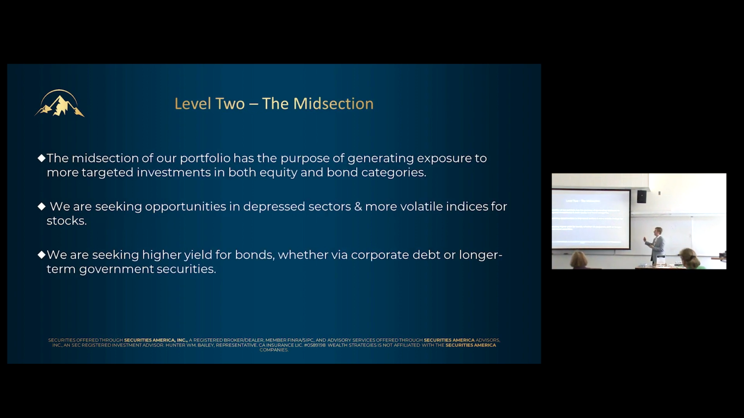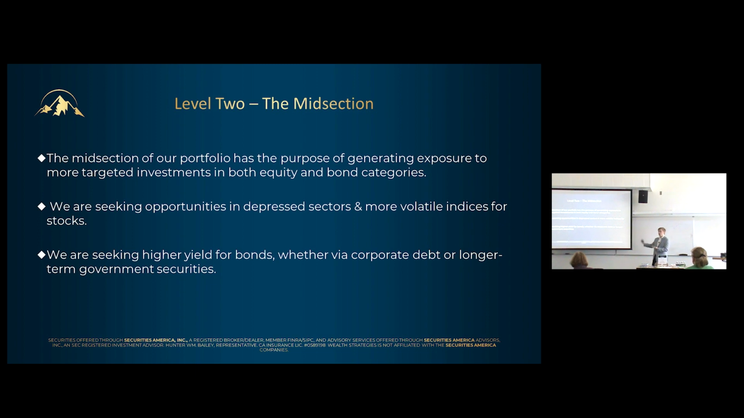Moving up, we talk about generating exposure to some more targeted things. Like I mentioned, with equities, we can be looking at cyclical assets, different sectors that tend to have some similar up and down movements throughout the economic cycle. Things like consumer staples and discretionary, energy, utilities, a lot of these things that really do tend to ebb and flow based on what's happening within the economy and how people are doing in terms of their finances in the overall sense. So we're seeking some opportunities in depressed sectors.